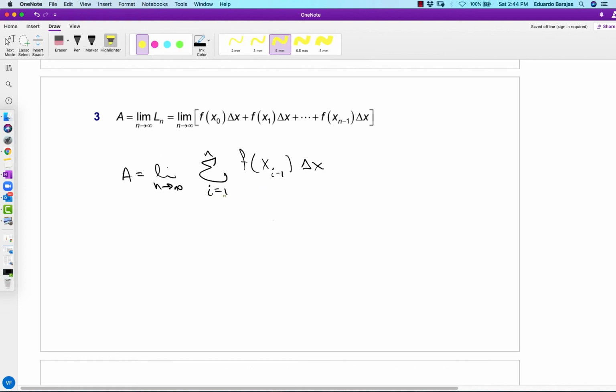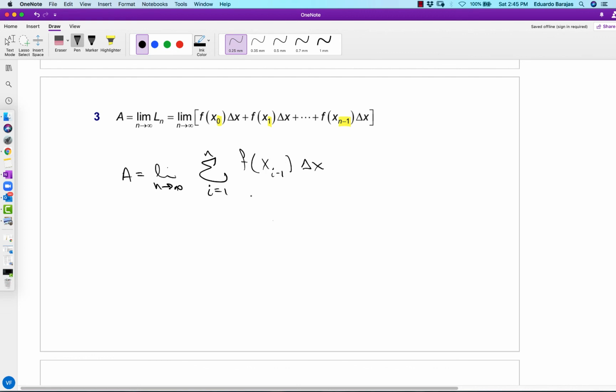Make sure that the pattern matches. If I replace i with 1 right here, we get 1 minus 1, which will give me that 0, that first one. And then when I put 2, I get 2 minus 1, which is 1. I'll get the second one, and so on and so forth. And then when I reach my endpoint of i equals n, I end up with x sub n minus 1, which is the very last one in our value.